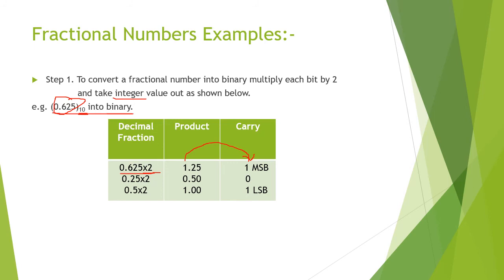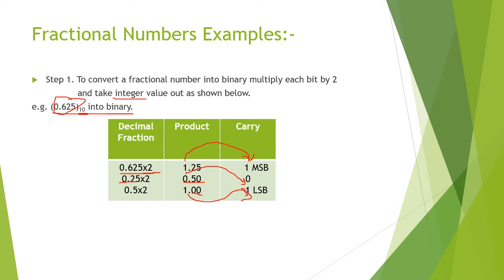Then we have to again multiply the 0.25 because we have taken out 1. So 0.25 multiplied by 2 becomes 0.50. Carry is 0 here, and then we can again multiply 0.5 into 2, so it becomes 1.00. The integer value is 1. Now only 0 is remaining, and we know that 0 multiplied by any number gives us the result 0, so we cannot continue the process.